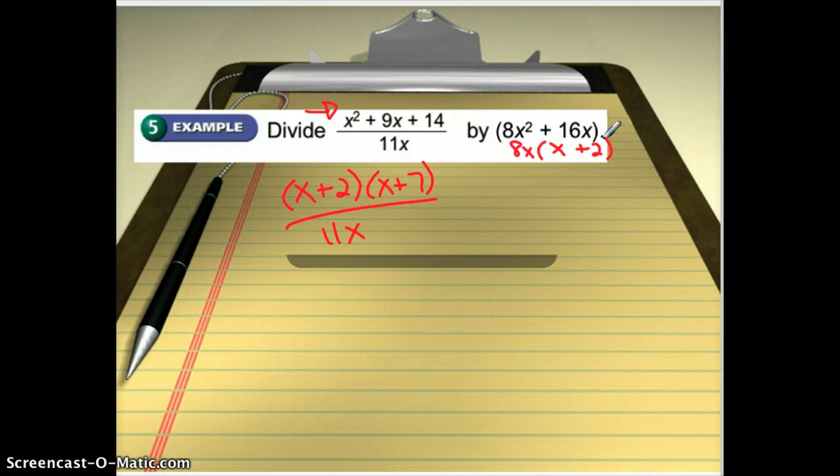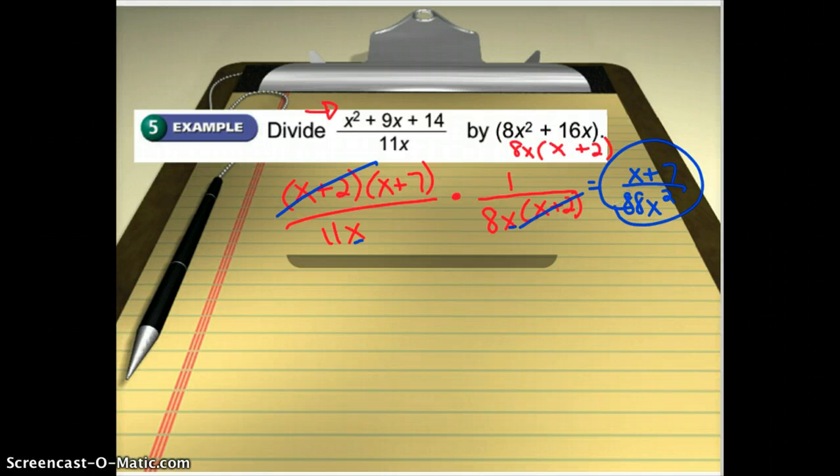Okay, I'm dividing that by that, so I'm multiplying by the reciprocal, so I'm going to multiply by 1 over 8x times x plus 2. Then again, I look for common factors. So I've got x plus 2 and x plus 2. Even though we've got an x and an x in common, they're both in the denominator, so you can't cancel them out. Okay, so then I'm going to multiply straight across. On the top, I just have x plus 7. On the bottom, I have 11x times 8x, so I would have 88x squared, and I'm done.